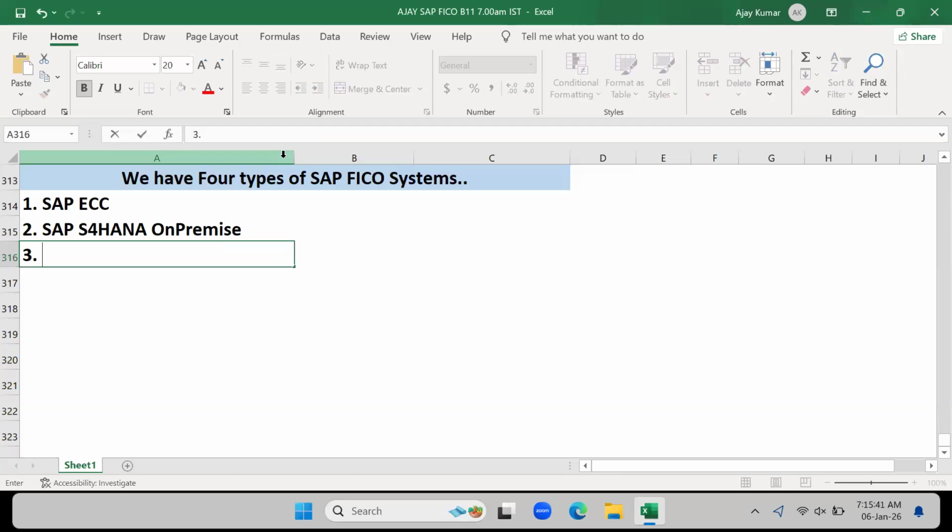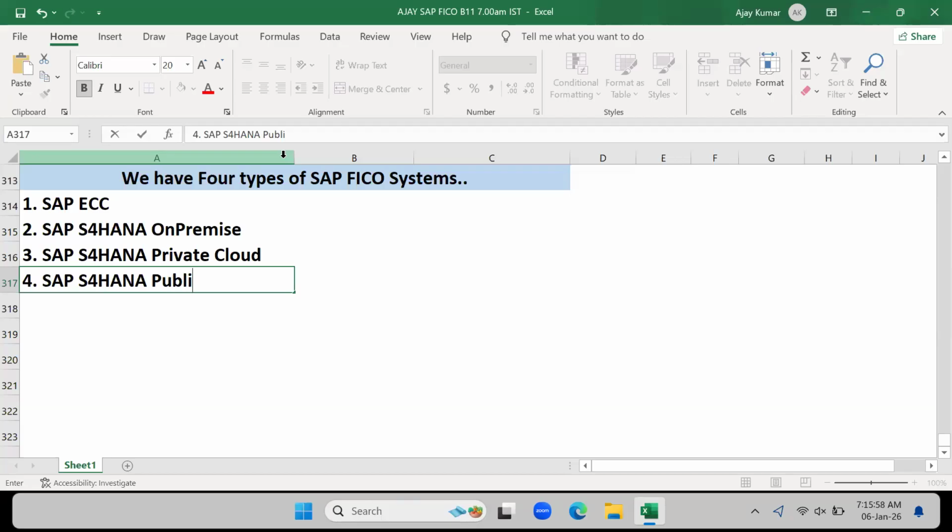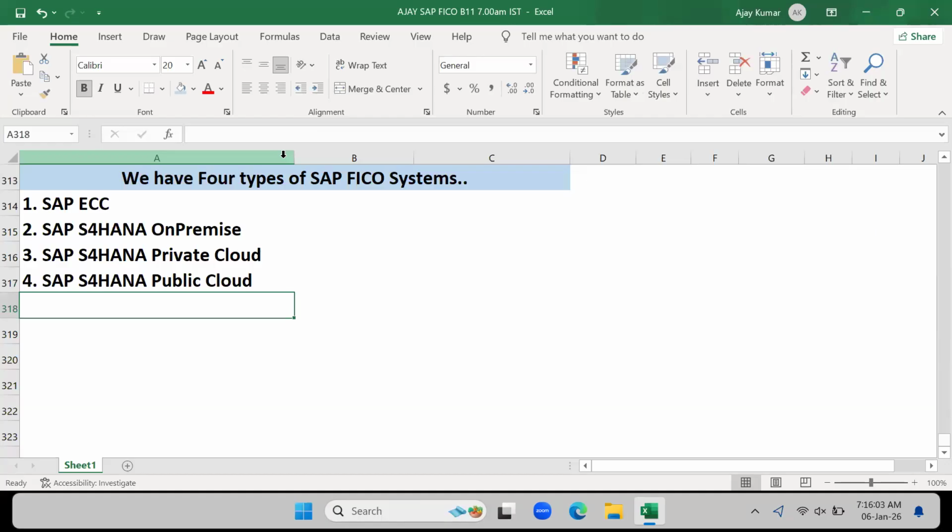Third one, SAP S4 HANA private cloud. Fourth one, SAP S4 HANA public cloud. Clear these four points? Meaning, don't blindly look at it as SAP FICO, look at it from these four categories' point of view, so that tomorrow when somebody is talking to you or when you're talking to somebody, it will be more practical and more effective.